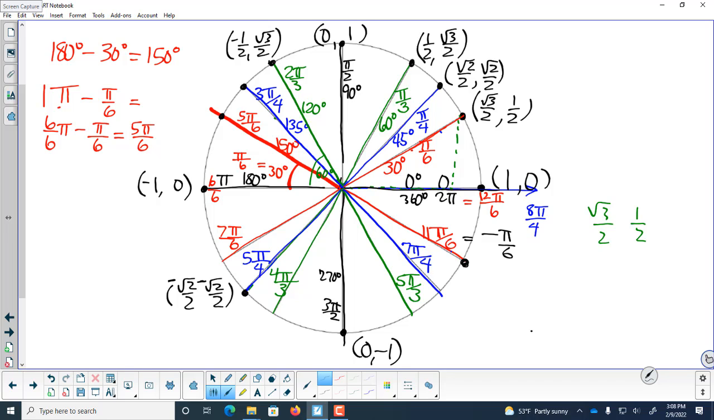So then you're going to use, what was it, tangent? You're going to use the y and the x.